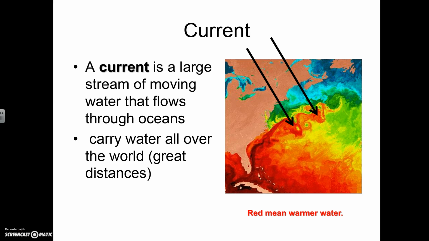When you're looking at a map, the red means warmer water. So in a couple of days, at the end of this week, you'll be differentiating between a cold current and a warm current. Of course, the warm currents are red, the cold currents are blue.